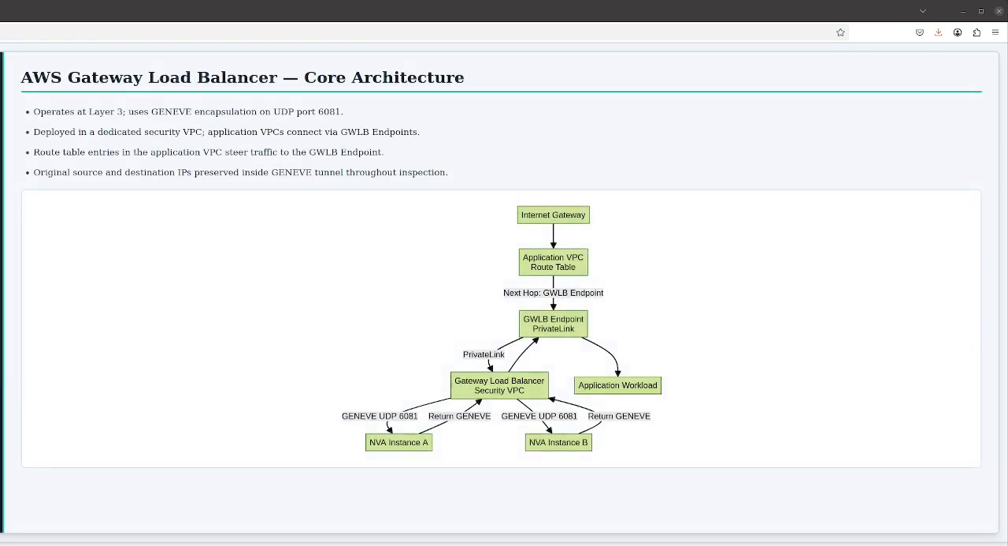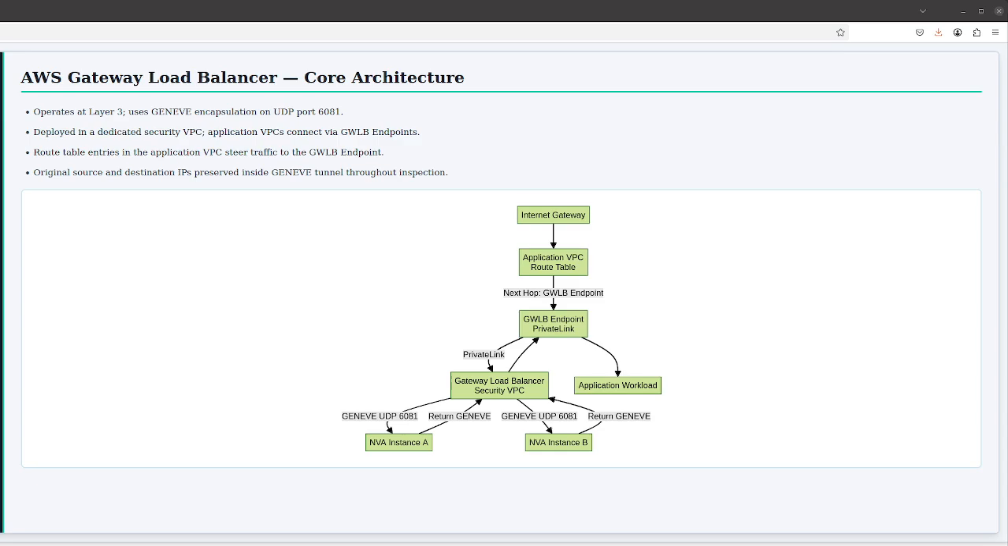AWS Gateway Load Balancer. Core concepts. The AWS Gateway Load Balancer, commonly abbreviated as GWLB, was released in November 2020 and represents AWS's solution to transparent NVA insertion. It operates at Layer 3, meaning it understands IP packets rather than HTTP sessions, and it uses a specific encapsulation protocol called GENEVE, Generic Network Virtualization Encapsulation, to carry traffic between the GWLB and the NVA instances.